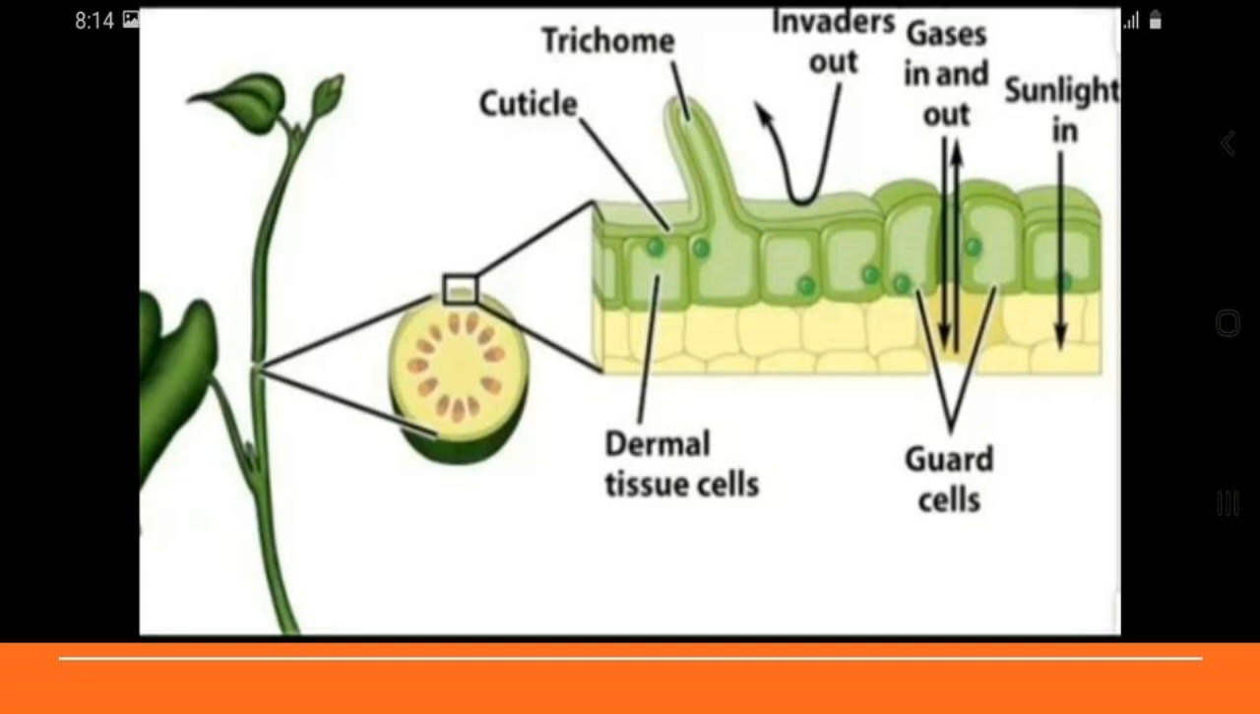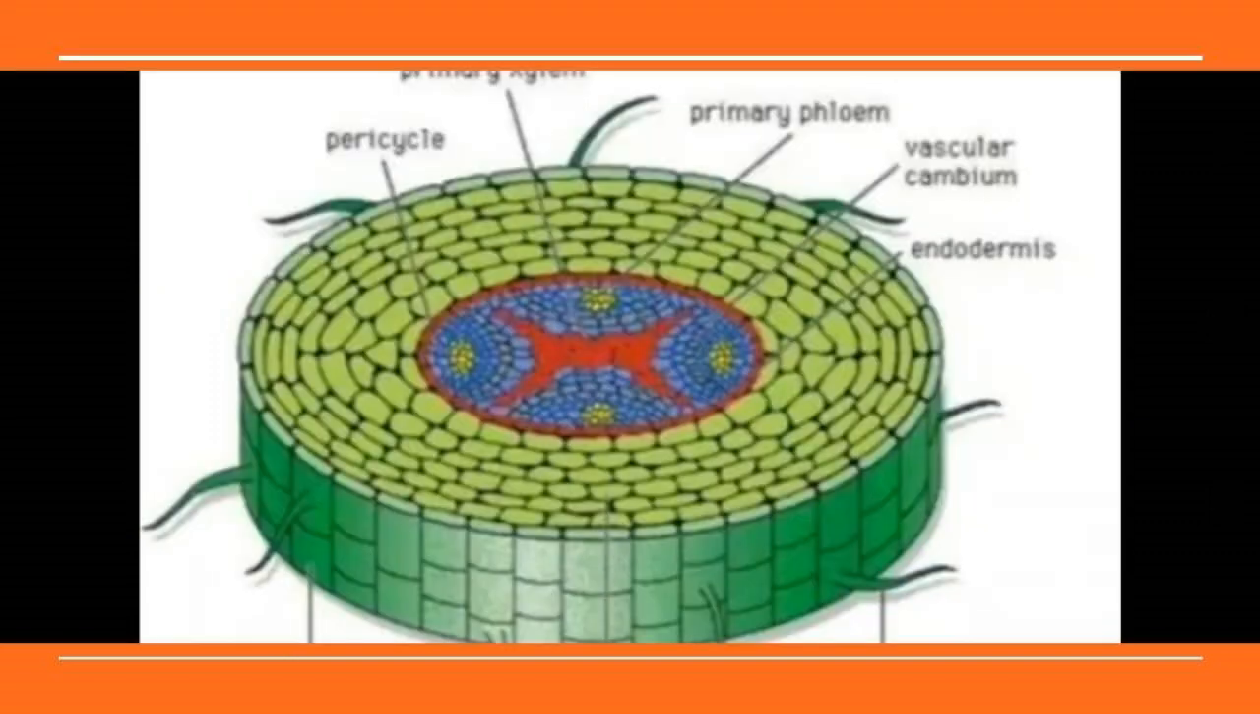In this picture, we can see the dermal tissues and cuticle, gases in and out, guard cell and sunlight in. And this is the epidermal tissue. Now we are going to see the second tissue system, that is ground tissue. Ground tissue helps in plant growth. It is very useful for the growth of the plants.